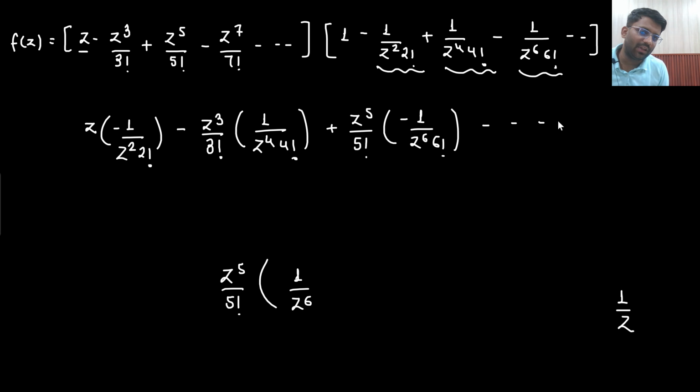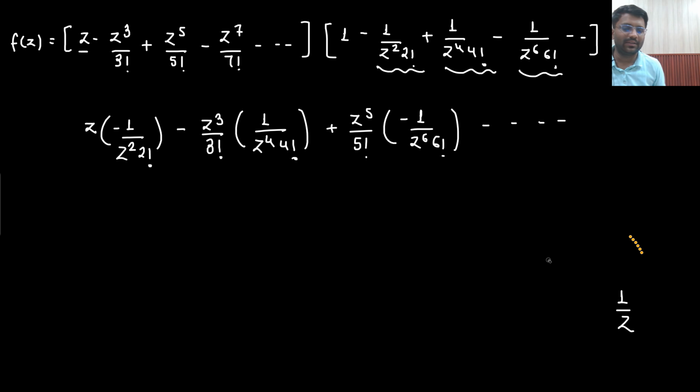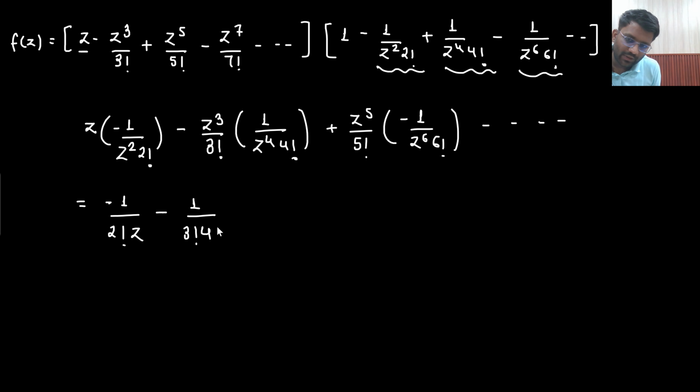And a similar process would keep on going. So what will you end up getting? This z to the power 2 is getting cancelled out. So minus 1 upon 2 factorial z. Here what you will get is 1 upon 3 factorial 4 factorial into 1 by z. Then z to the power 5, z to the power 5. So what you will get is minus 1 by 5 factorial 6 factorial multiplied with 1 by z and so on.